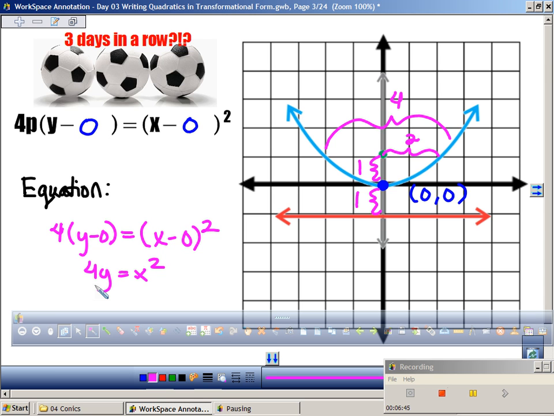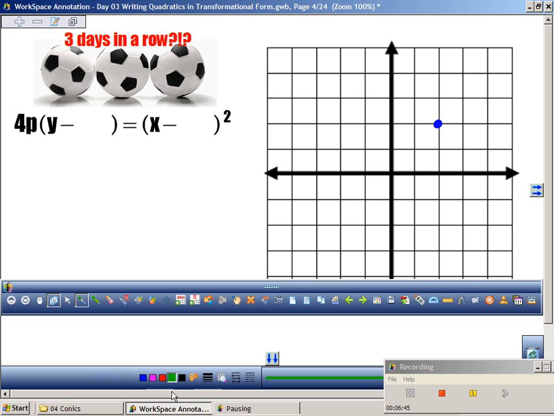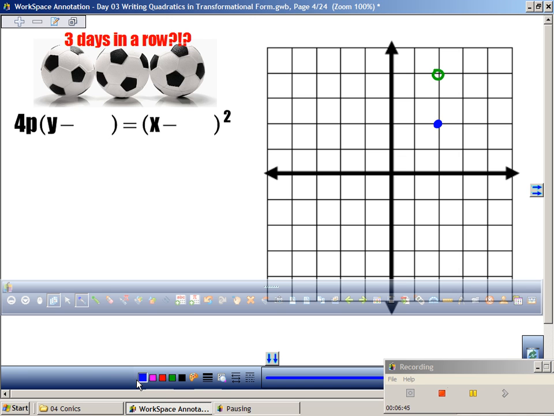Questions? You seeing the connection? Yes. All right. So why don't I create another one for you? Focus is green, right? Hey, if my focus is 2 away, how wide is my parabola going to be? Because if it's 2 away, that means my directrix is also 2 away, which means my focus is going to go out 4 with a total of 8.